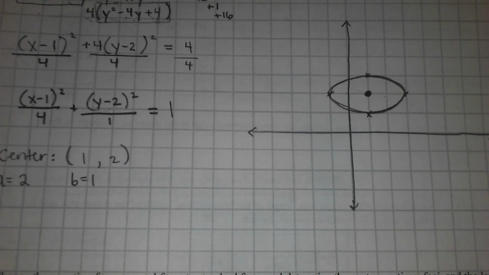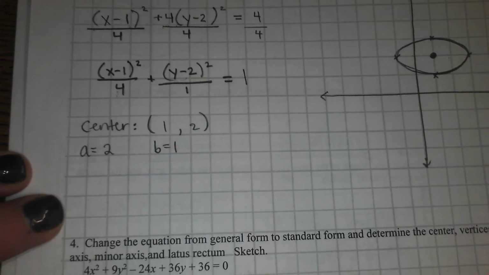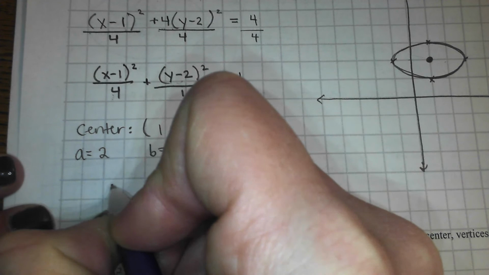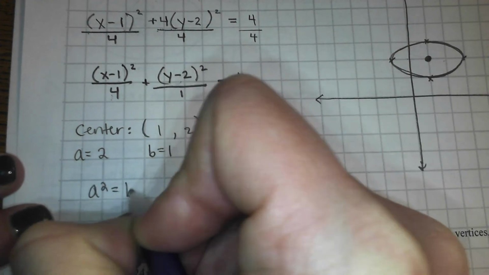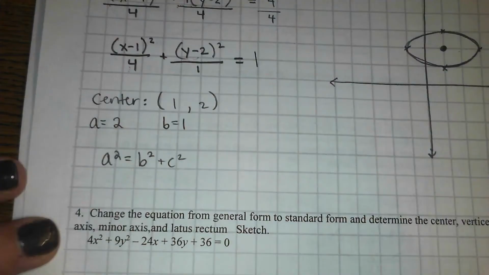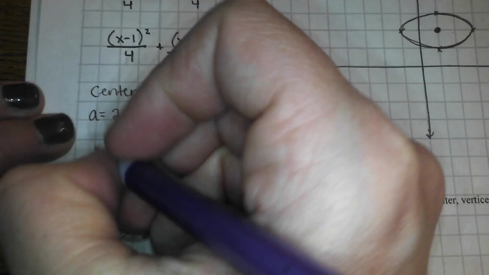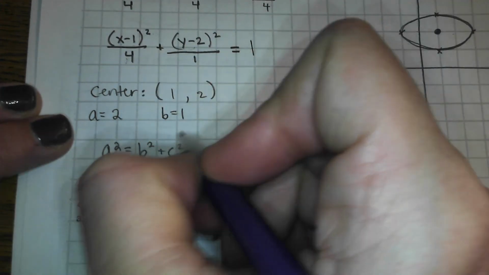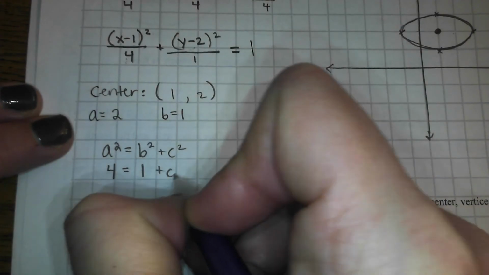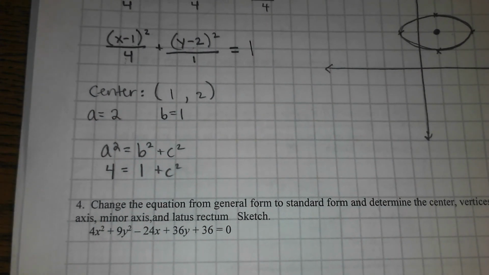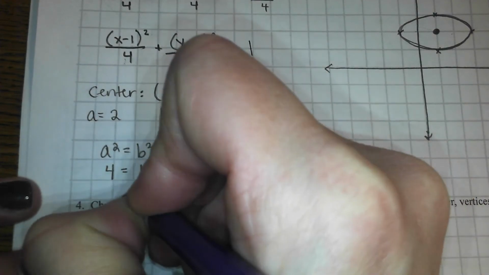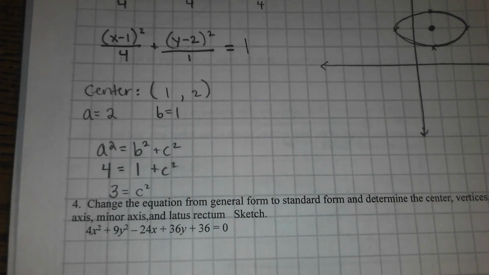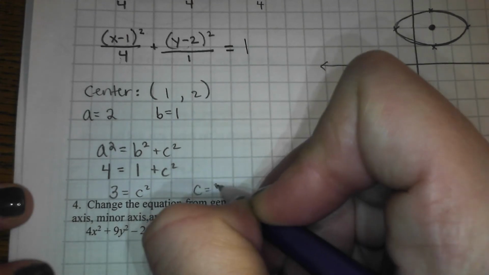But then we're going to go and find those other couple things. So we need to find our focus. So that equation was what? A squared equals B squared plus C squared. Okay, if A is 2, then A squared is 4. If B is 1, then B squared is 1. And then subtract 1 from both sides, and C squared is 3. So C equals plus or minus root 3.